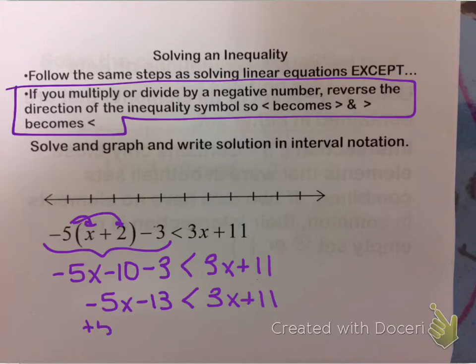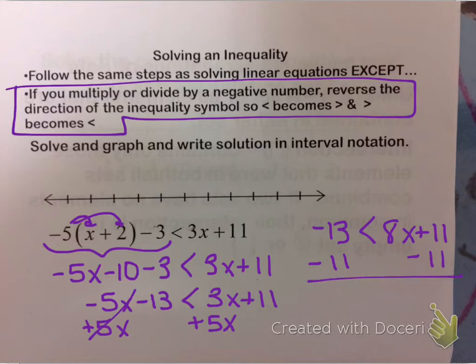You always want to move the x's to whatever side will make them positive. So I'm going to add the 5x to move it to this side. So I'll have negative 13 is less than 8x plus 11. And then I'm going to subtract the 11 to move it to the other side. So I'll have negative 24 is less than 8x.